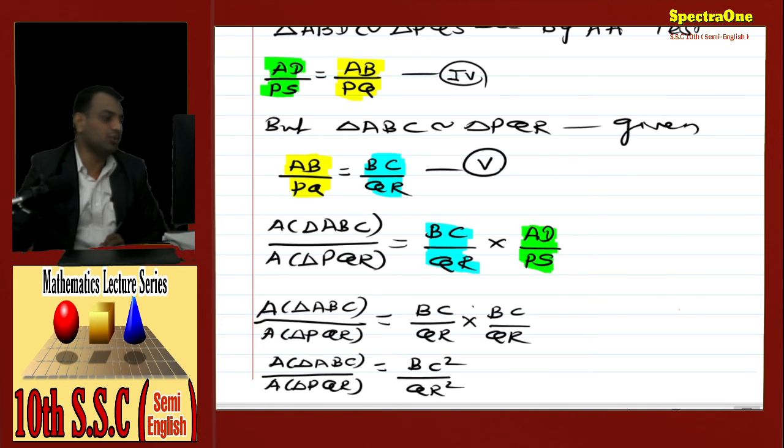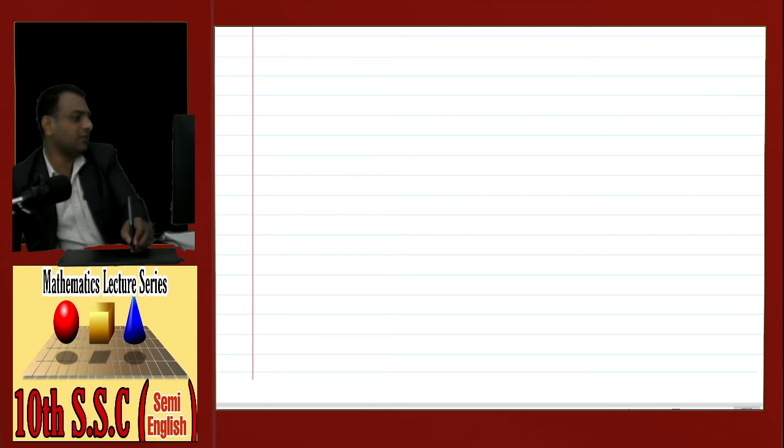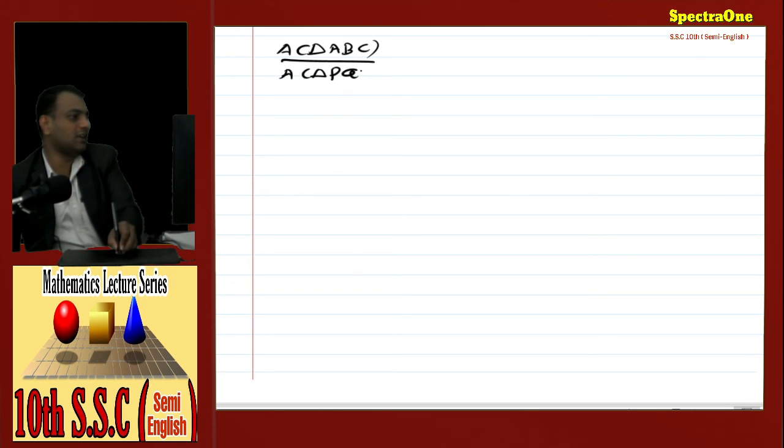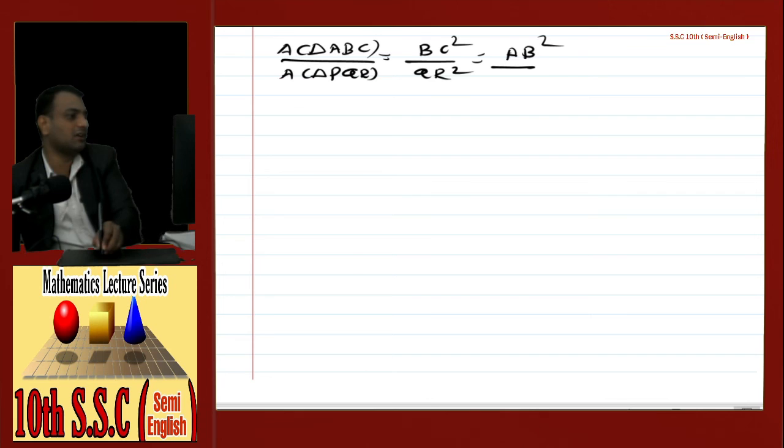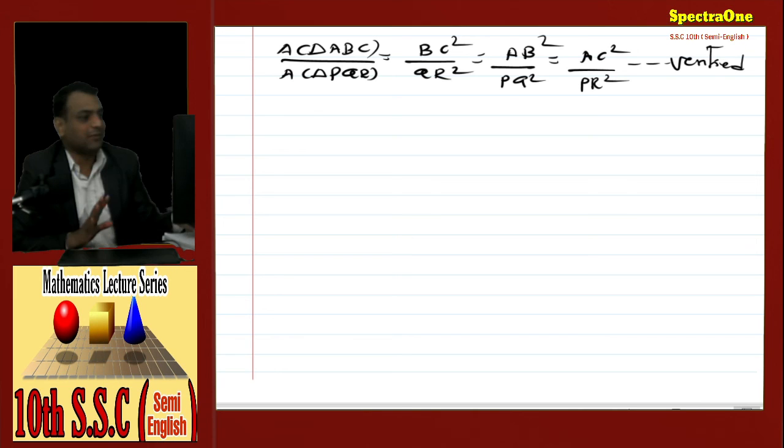Similarly, we can prove that area of triangle ABC upon area of triangle PQR equal to BC square upon QR square, which is equal to AB square upon PQ square, which is equal to AC square upon PR square. That is verified. Okay, the theorem can be verified.